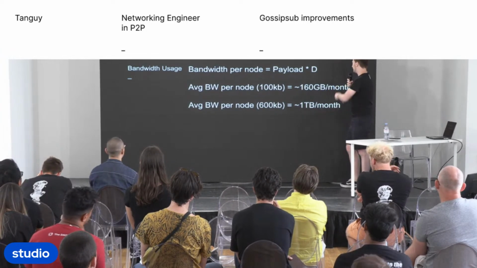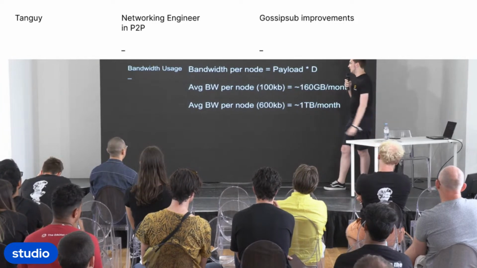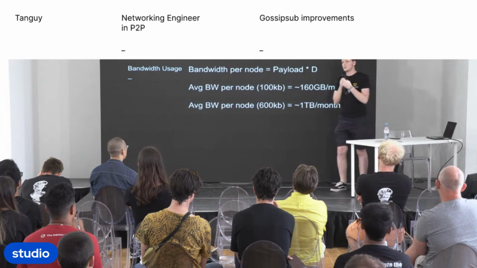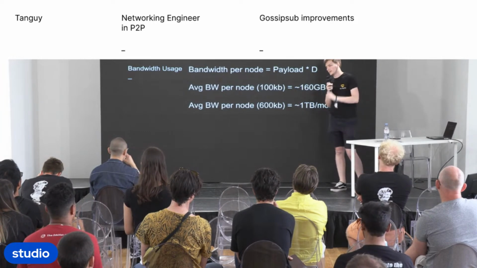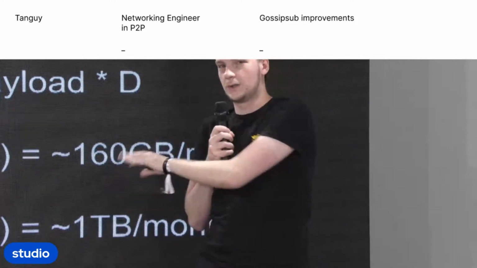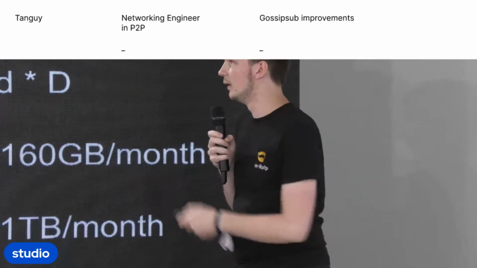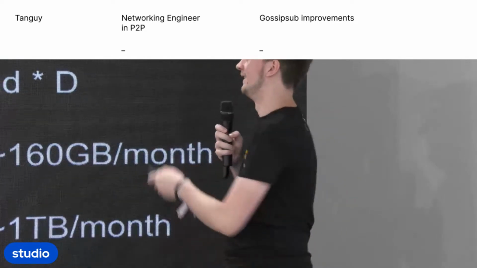And as you can see, getting closer to 1 terabyte a month is starting to be a bit sketchy. It will become harder to join the network because you're going to need more bandwidth and to pay for your bandwidth. And this is the theoretical perfect world condition. In real life, you have more usage than this, obviously. So that was the easy part.